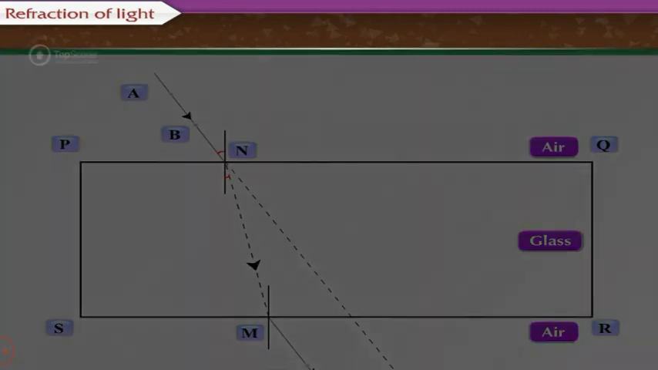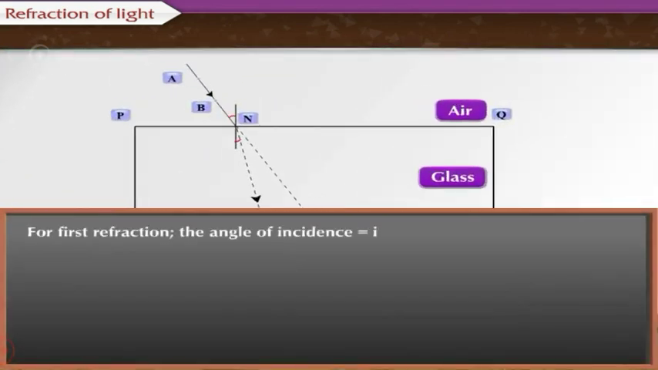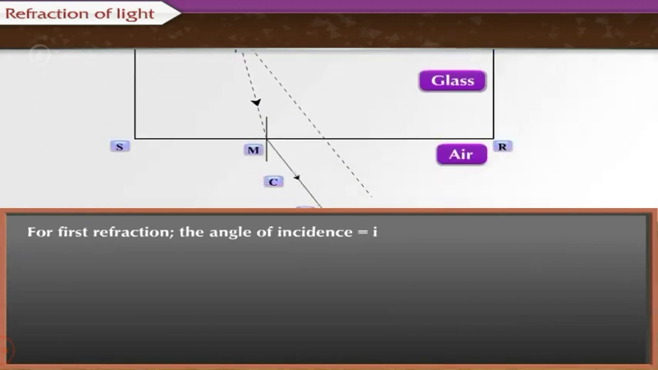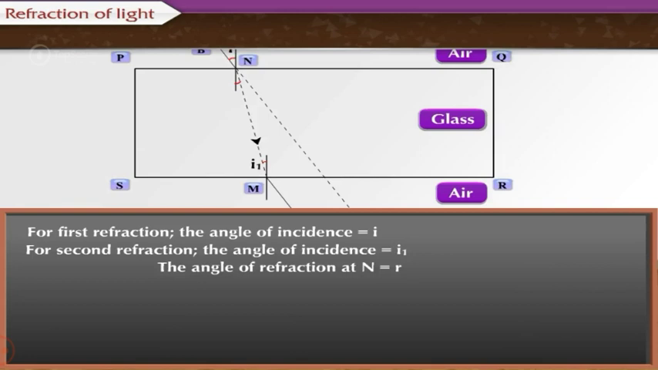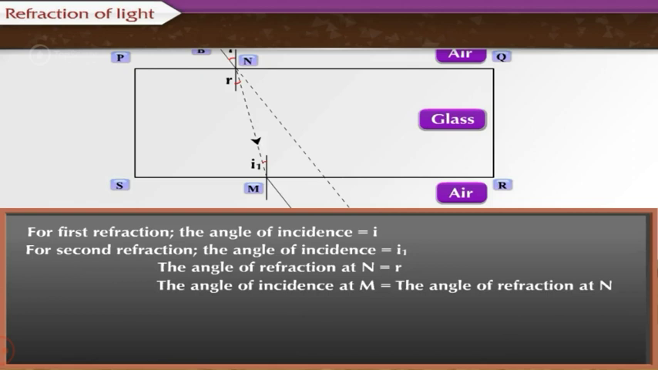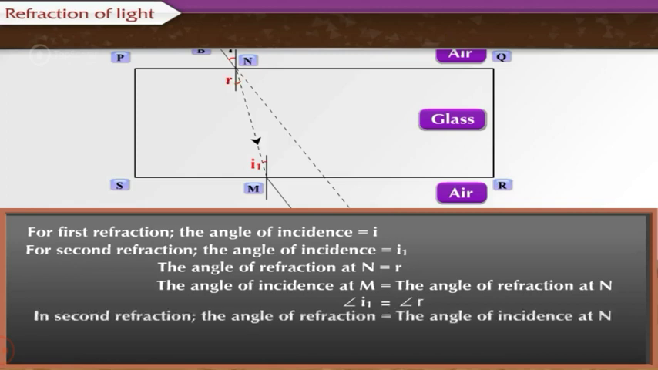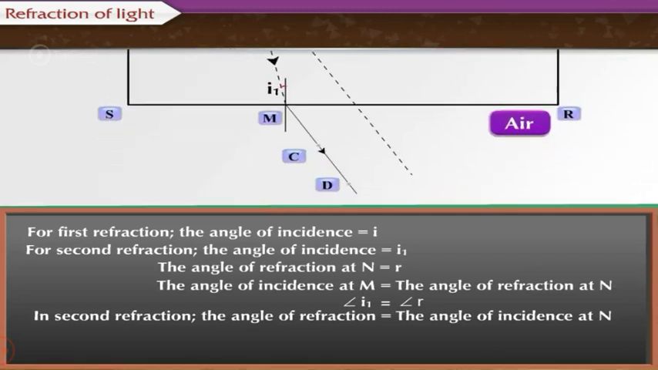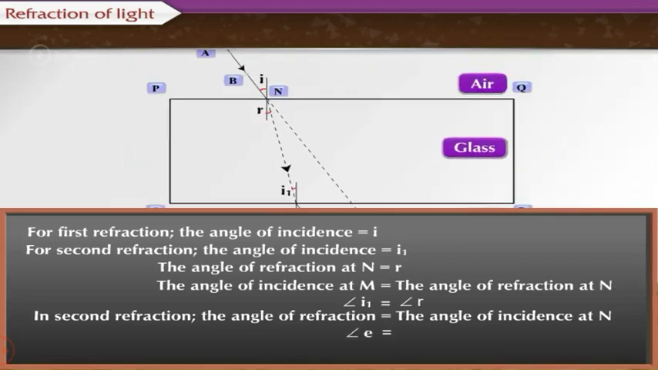Here, for the first refraction, the angle of incidence is I, while for the second refraction, the angle of incidence is I1. The angle of refraction at N is R. Note that the angle of incidence at M, that is I1, is equal to the angle of refraction at N, that is R. In the second refraction, the angle of refraction is E, which is equal to the angle of incidence at N, that is I.